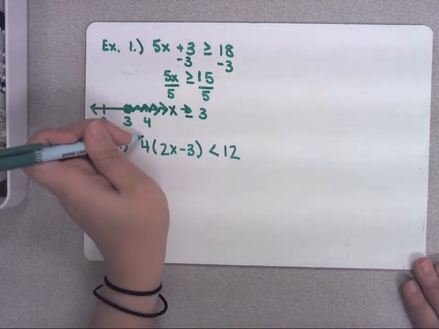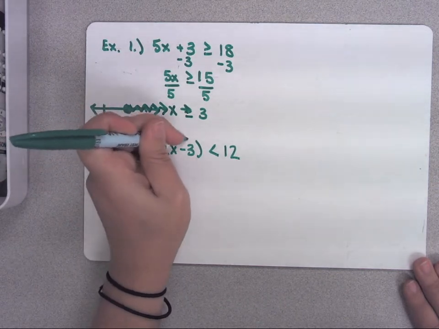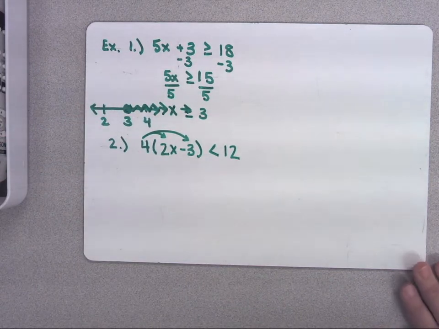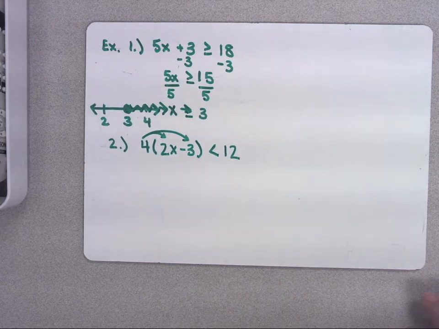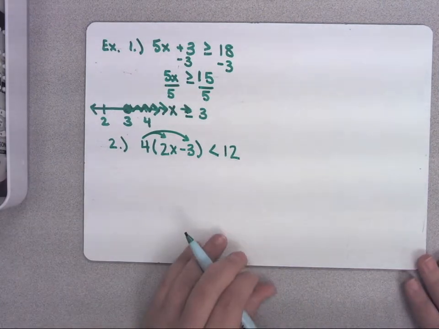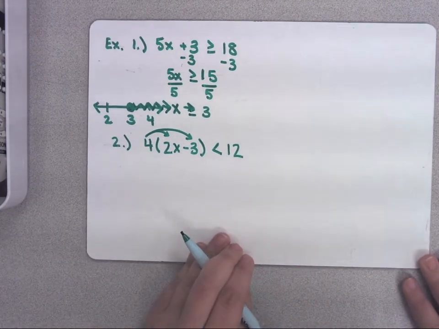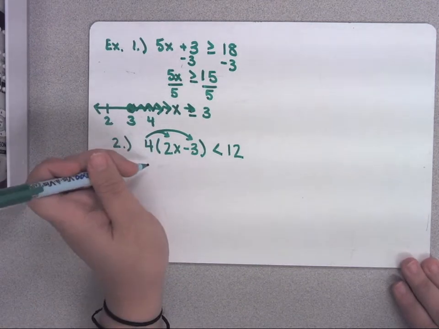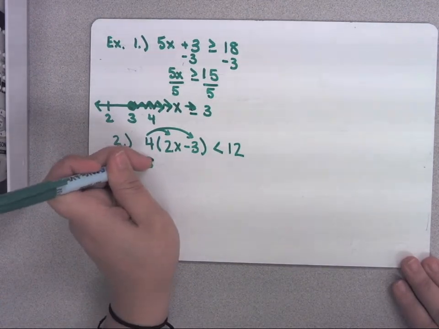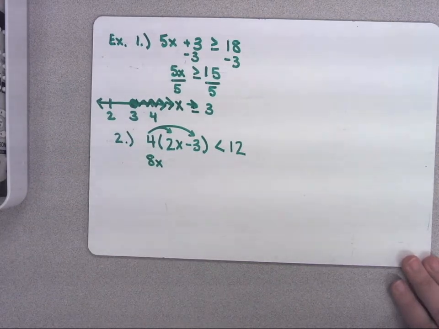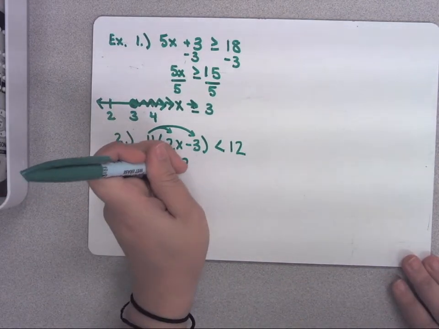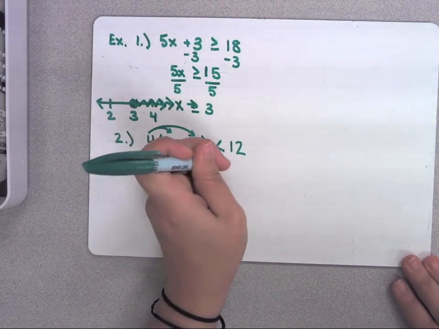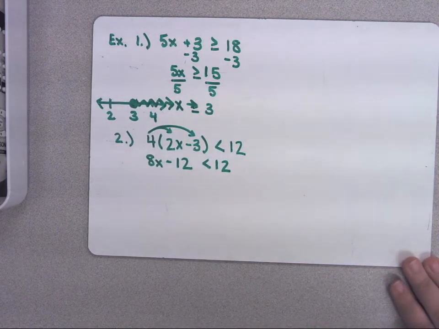Yep. So what's that called? That's true, but what's that called? Distributing. It is called multiplying, but it has a specific name. 4 times 2x is 8x. 4 times negative 3, negative 12. Keep the rest of it. Minus 12 is less than 12.